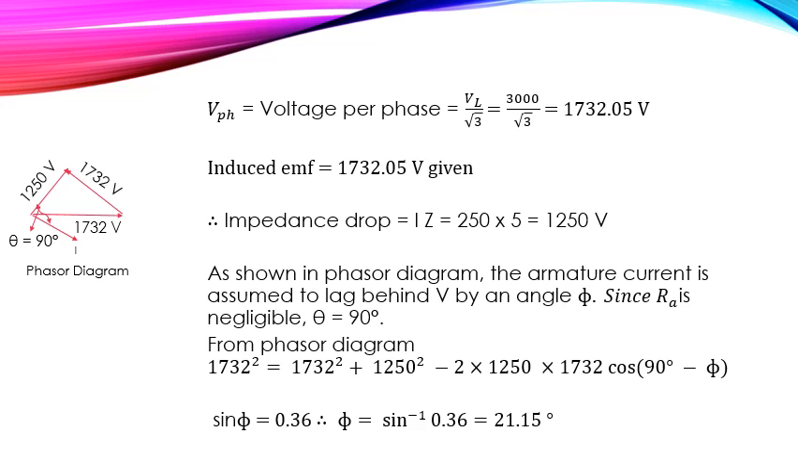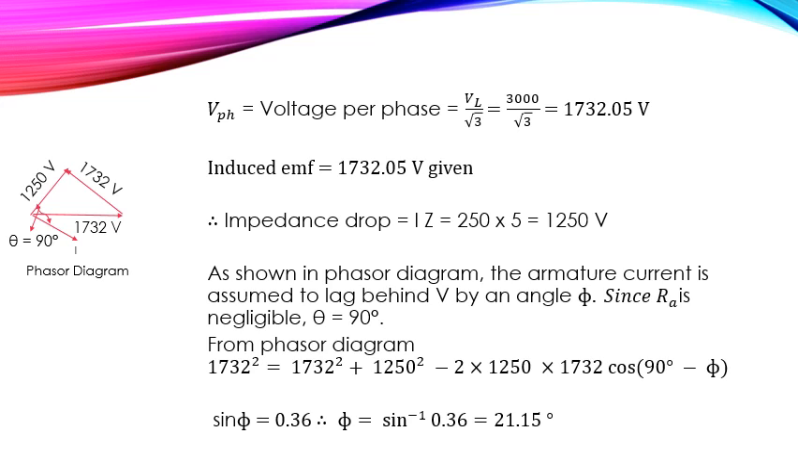And then the resultant will be what? Again the induced EMF, that is 1732 volts, that is same, and that is given, that is open circuit voltage is given as 3000 volt divided by root 3 is 1732 volts. So from this phasor diagram we can get the angle phi.